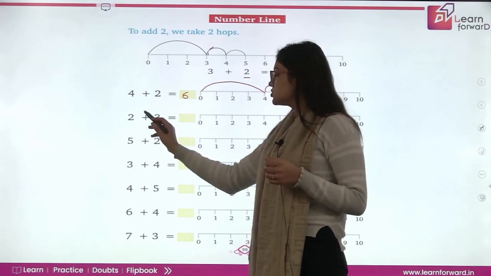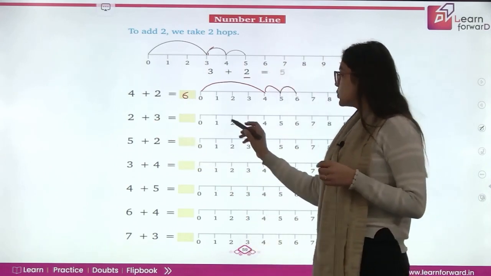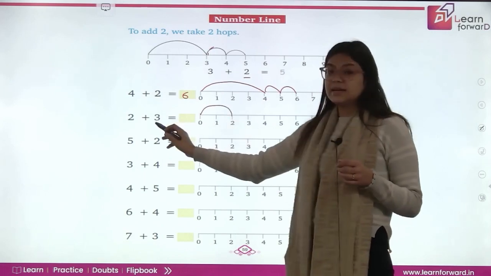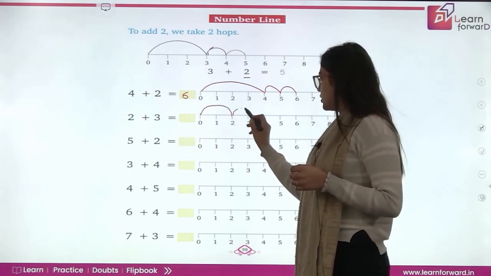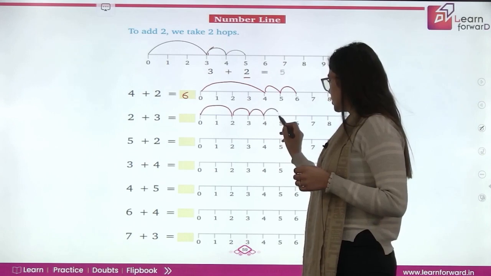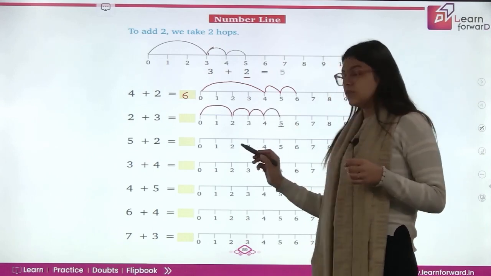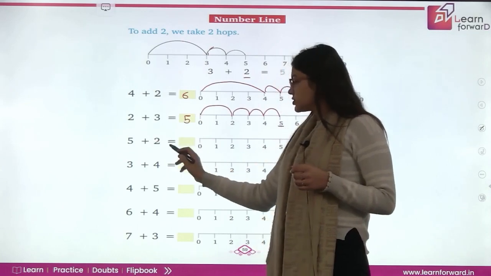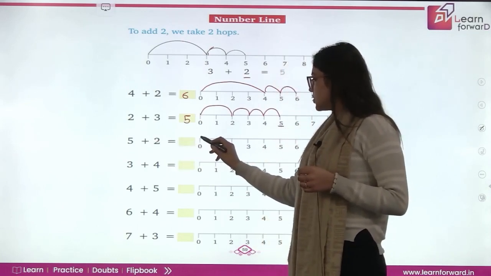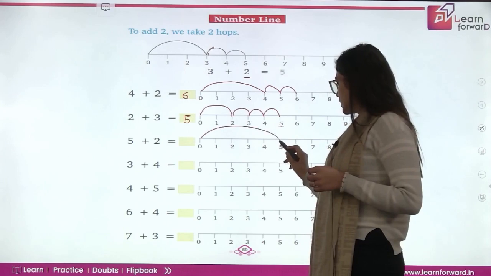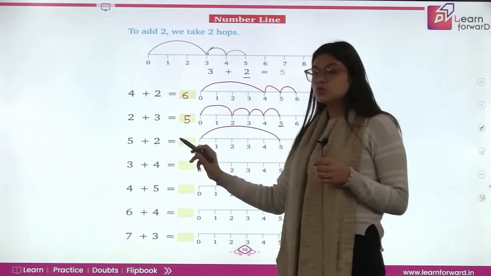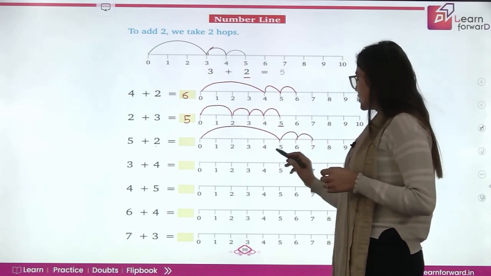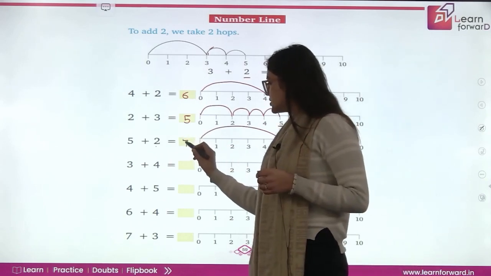Now next 2 plus 3. First we will move to 2. Now we will take 3 hops. 1, 2, 3. So your answer is 5. 2 plus 3 is 5. 5 plus 2. So first we will jump from 0 to 5. Then another number is 2. We will take 2 more hops. 6, 7. So 5 plus 2 is 7.